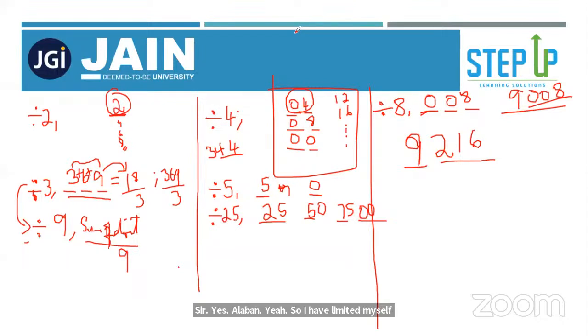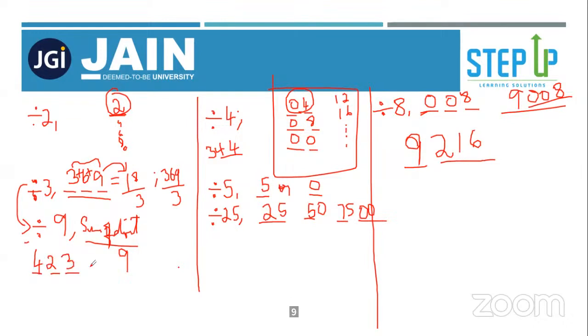Tell me a 3-digit number. If you add the digits, it should be divisible by 9. That means the sum should give you a multiple of 9. 423. 4, 2, 3. What is 4 plus 2 plus 3? 9. Then 423 is also divisible by 9. Did you get it? Yes.